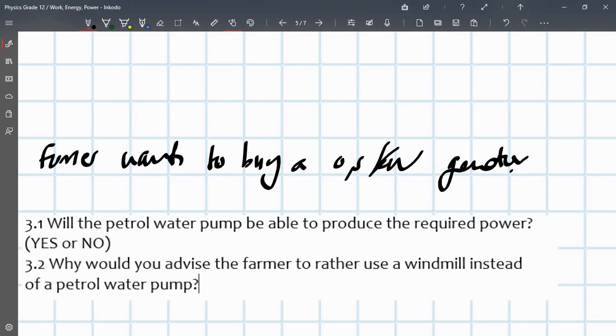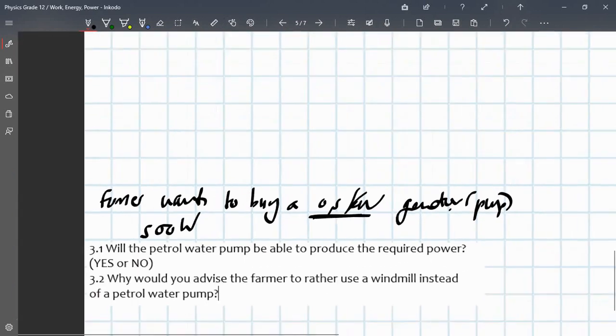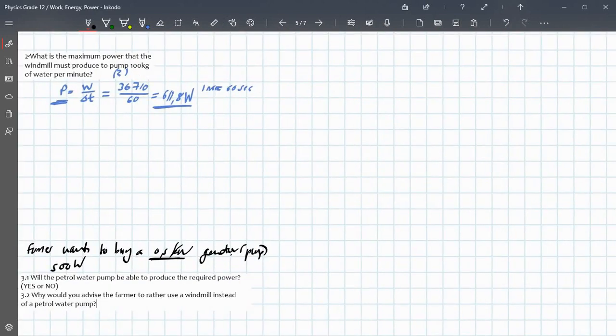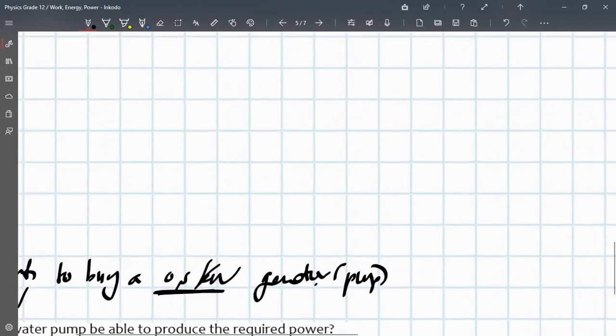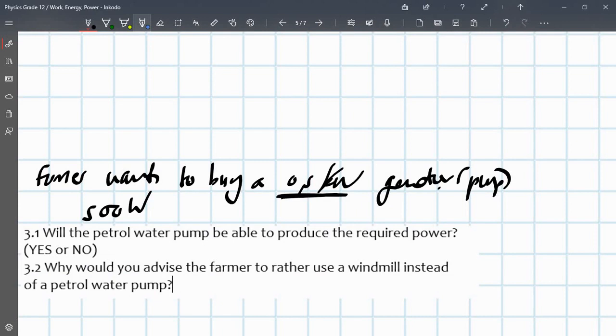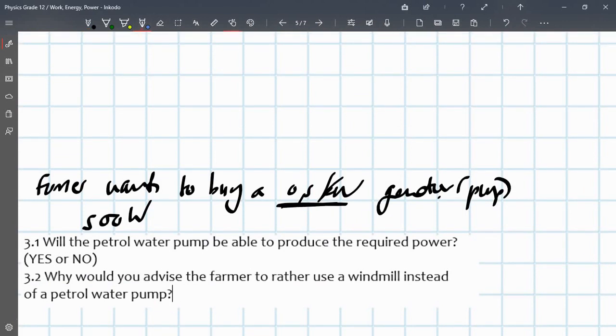Will the petrol water pump, it's a pump actually, be able to produce the required power? So he wants to buy 0.5 kilowatts, that's equal to 500 watts. But the maximum power that we just calculated that we need is over 611. So 500 watts is less than 611. Therefore, no. The first answer is no. It will not be able to produce the required power.